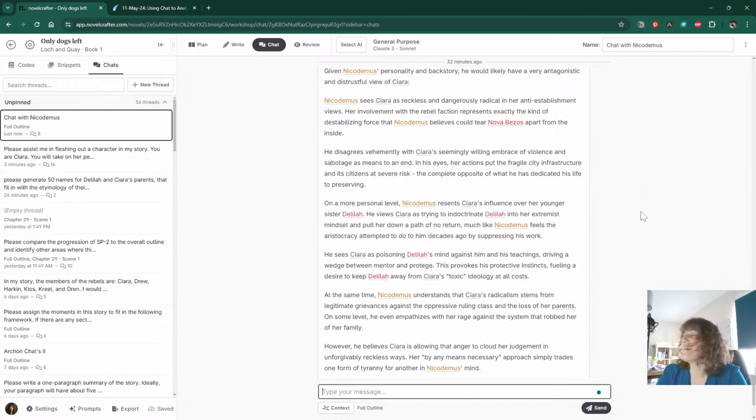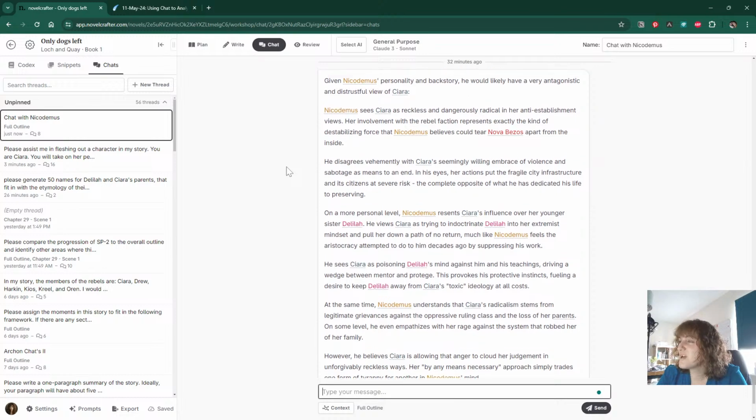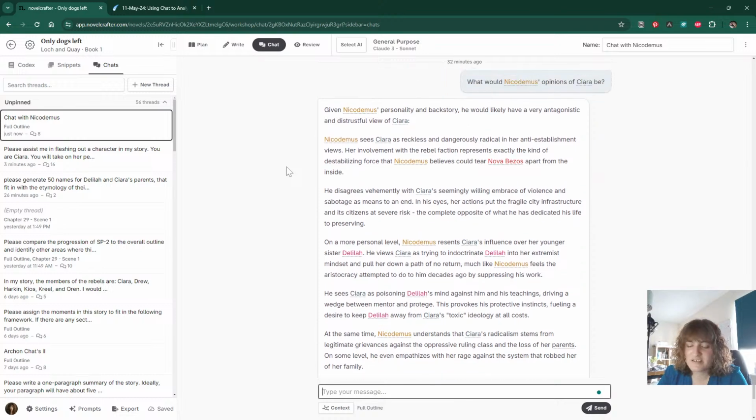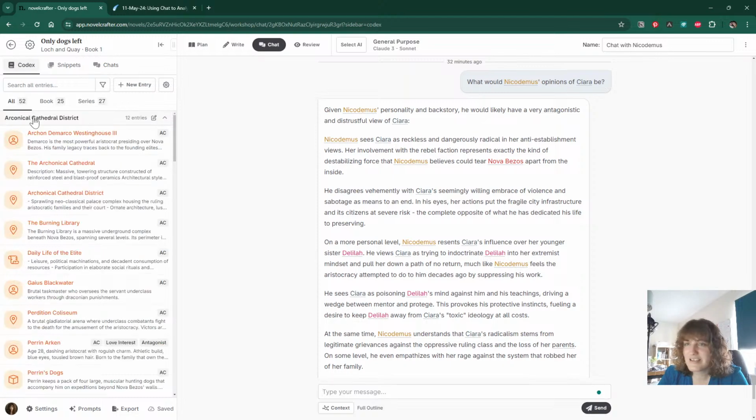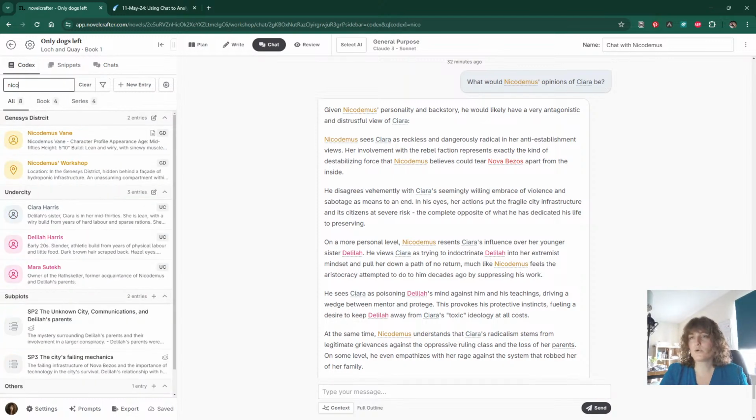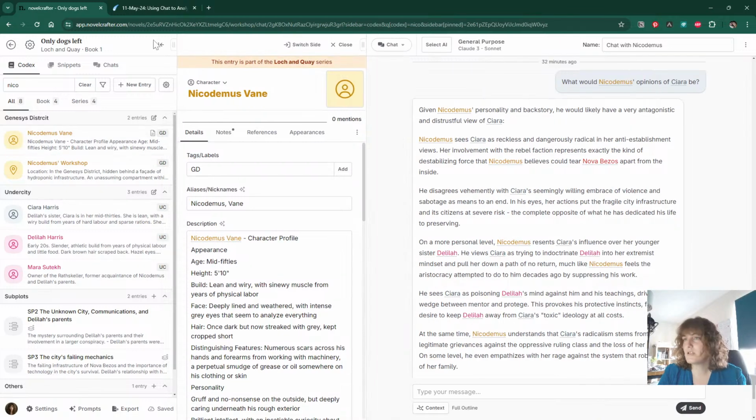Oh, Corey's read this before me. Yeah, I would think sad then. I feel like Nicodemus doesn't get angry easily. He's calm. Nicodemus. Pin.